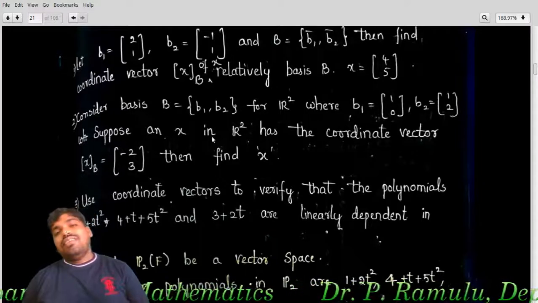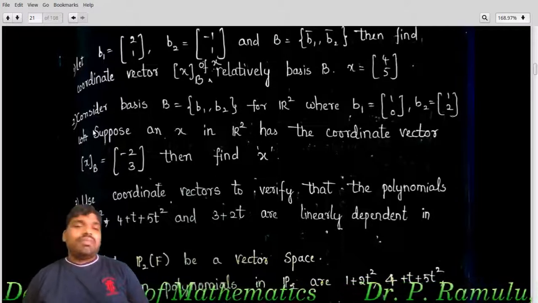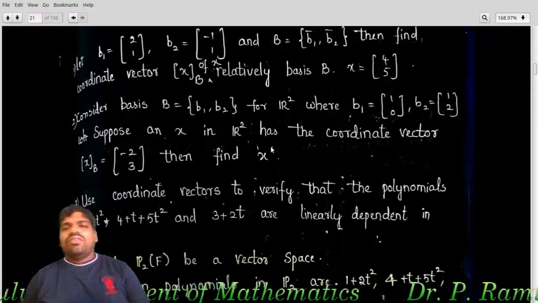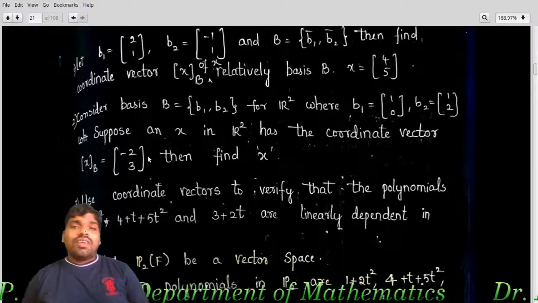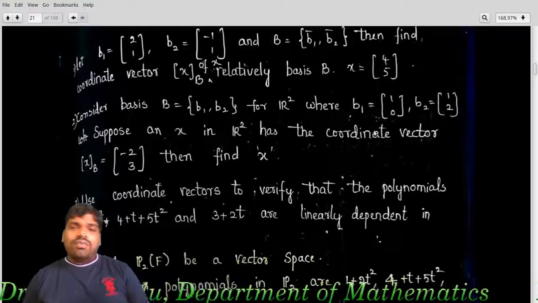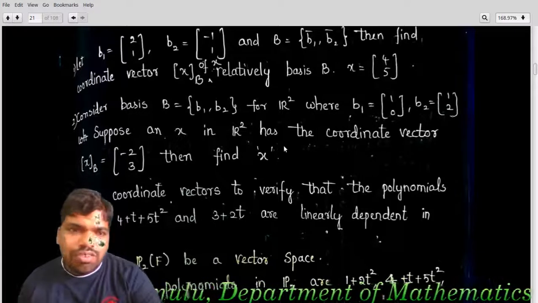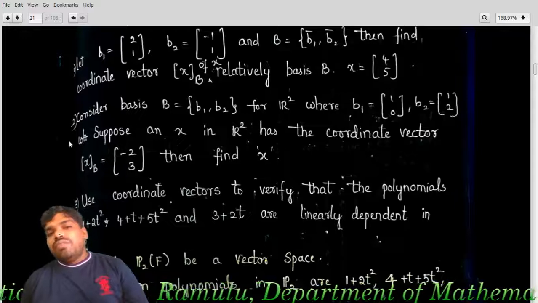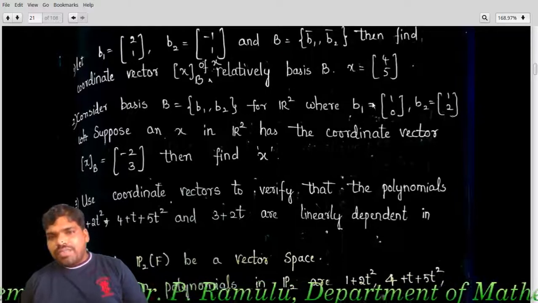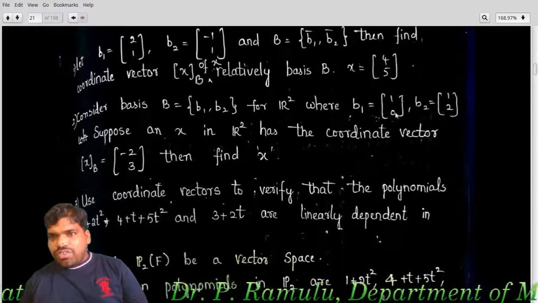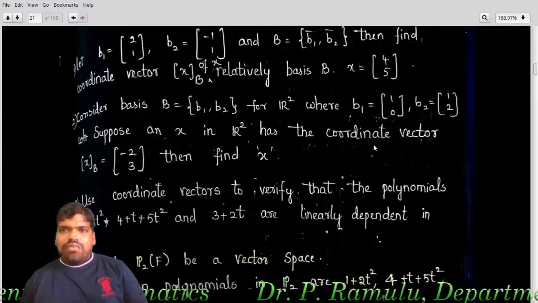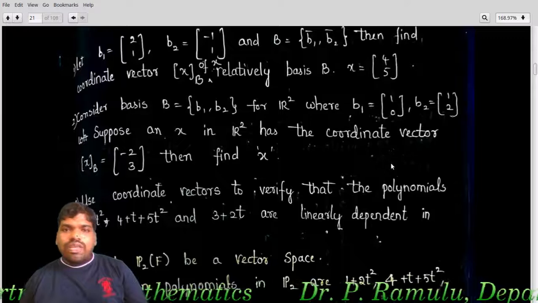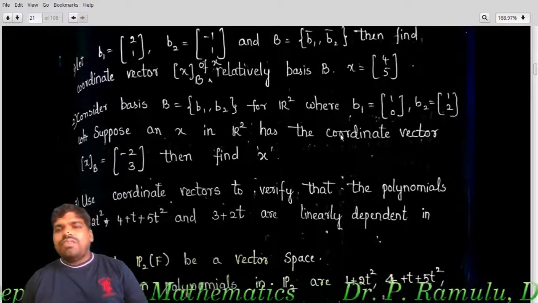Suppose an x in R² has coordinate vector [x]_B = (-2, 3). Then find x. You have [x]_B and just need to find x. You simply multiply: x = -2 b1 + 3 b2. That is, x = P_B [x]_B. P_B is [1 1; 0 2] and [x]_B is (-2, 3). So x = [1 1; 0 2] times (-2, 3). If I multiply this, what happens?